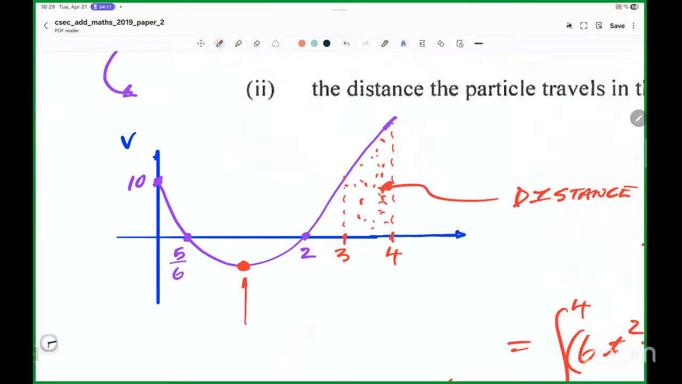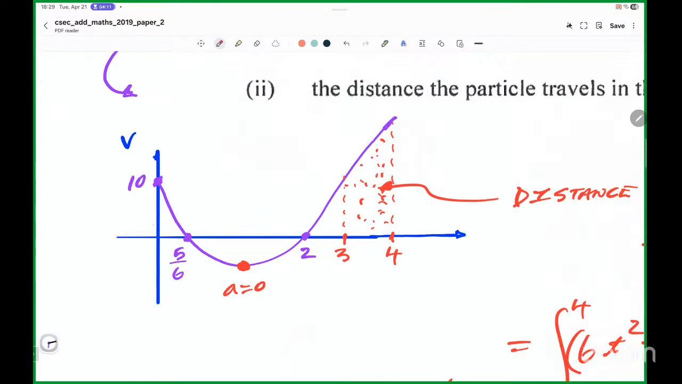What's the gradient at that point? What's the gradient of a turning point? What's the gradient at a turning point? Zero. So right here, the acceleration is zero. Right here, the acceleration is zero, because the gradient is zero.